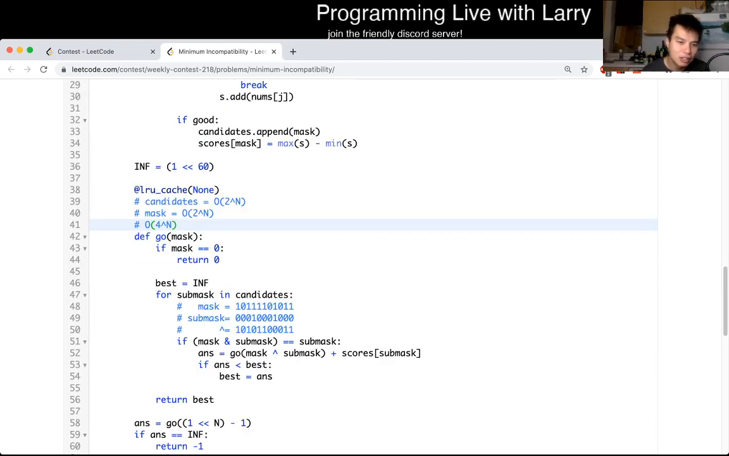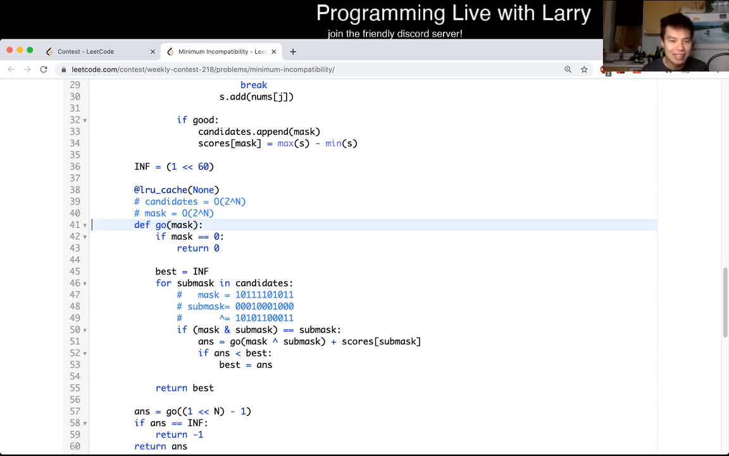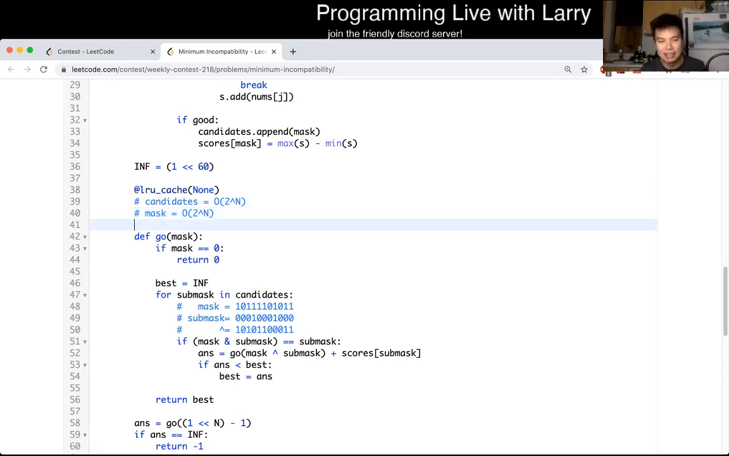The tighter bound, however, is noting that mask is not exactly all 2 to the n. I don't really have a strong argument other than doing the math manually for a lot of numbers. I don't have the symbolic form for that formula. But for example, in my head during the contest, I said, okay, let's say n is equal to 16, k is equal to 2. Well, what does that mean?